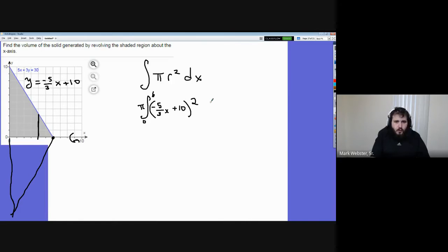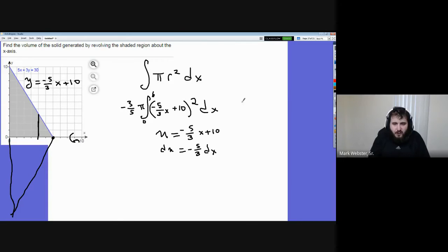And you could do either u-substitution or you could FOIL this out. I'm going to use u-substitution because why not? Let's call u equal to negative 5/3 x plus 10. So that means du is negative 5/3 dx. So I can replace this, and in order to cash in the dx, I have to put the opposite of this out here, right? So negative 3/5 out here.